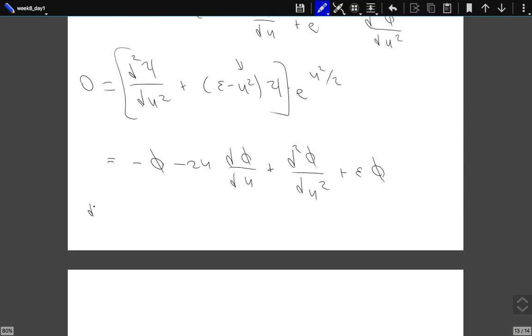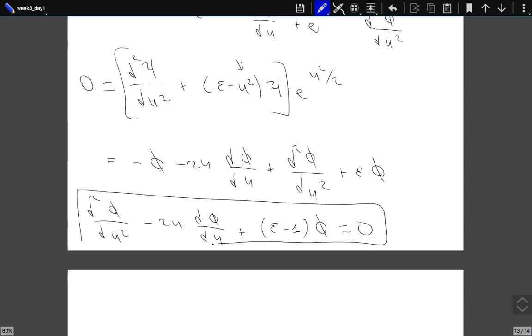So let me rewrite it. d squared phi by du squared minus 2u d phi by du plus epsilon minus 1 times phi should be equal to 0. So I need to find the solution of phi which satisfies this equation, and with the boundary condition that it shouldn't go to infinity faster than e to the power u squared over 2.